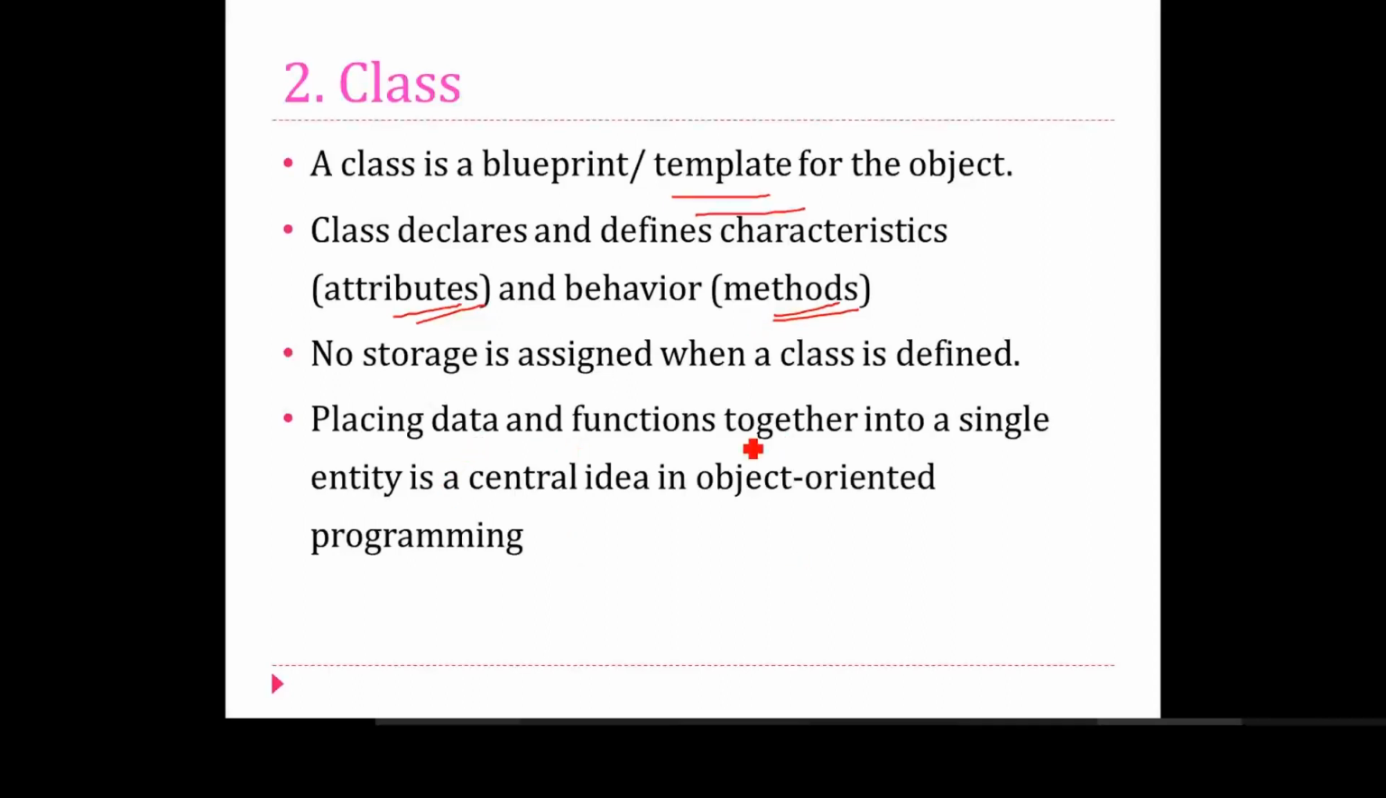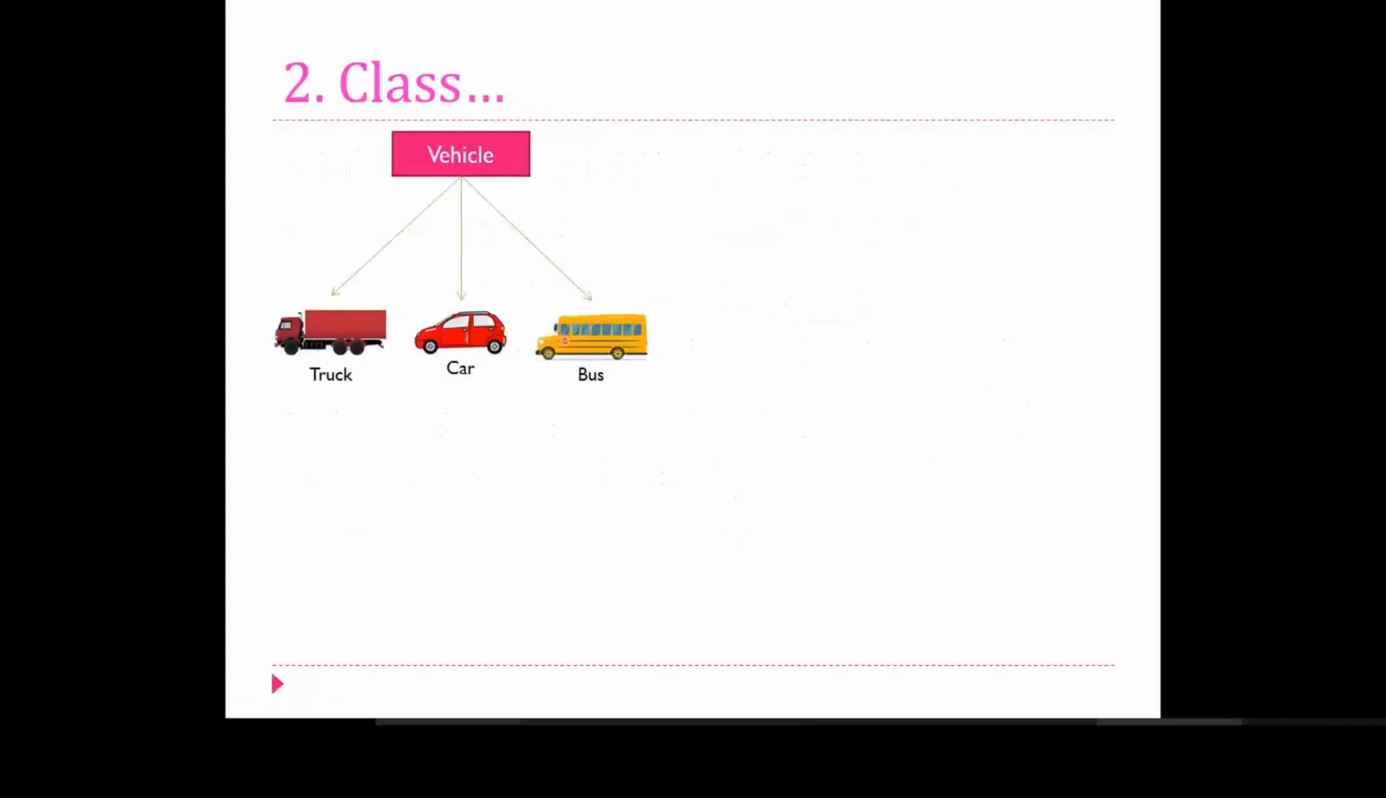Placing data and functions together into a single entity, called a class, is the central idea of object-oriented programming. Here is a traditional example which we discussed in the last class itself. For example, there is a class called vehicle.